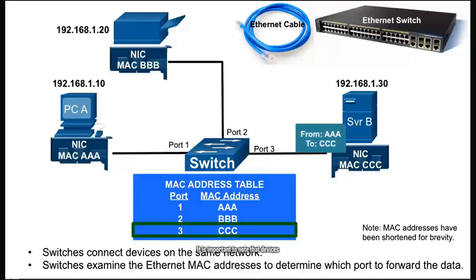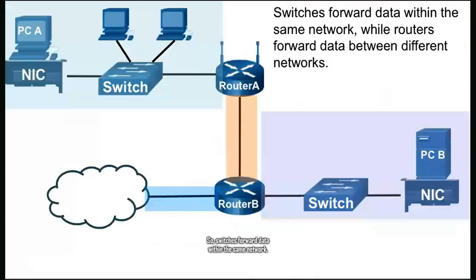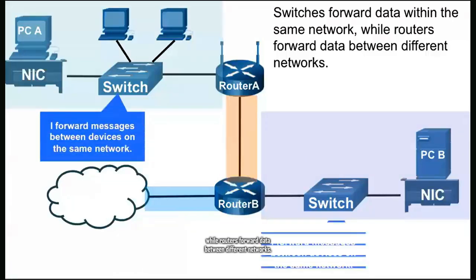It is important to note that devices also use IP addresses to communicate. IP addresses are used by devices to communicate with each other on the same network, but are also used so they can communicate with one another when they are on different networks. So switches forward data within the same network, while routers forward data between different networks.